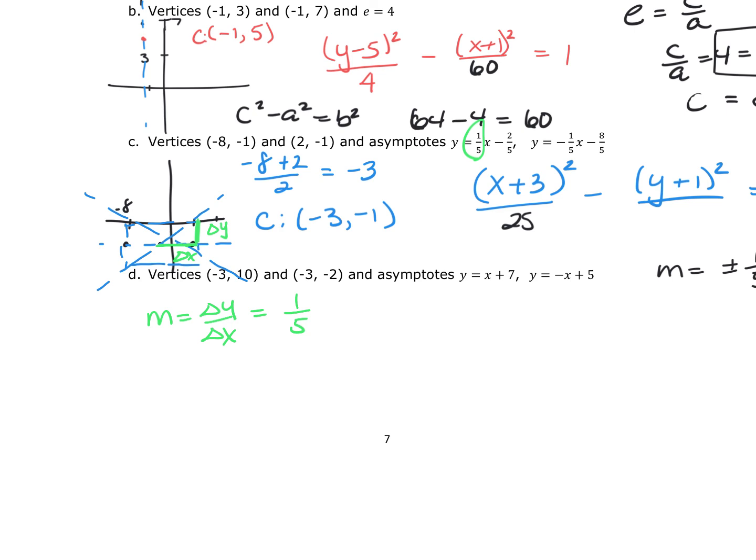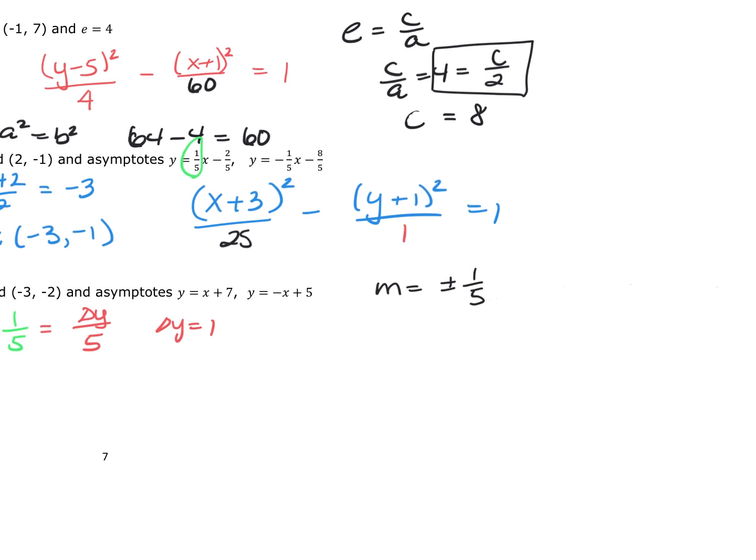I also know that the distance from the center to that vertex, or where I start counting to the edge of the box, is 5. So that I know delta y over 5 must be 1/5. So that tells me my delta y has to be 1. That means 1 goes here.